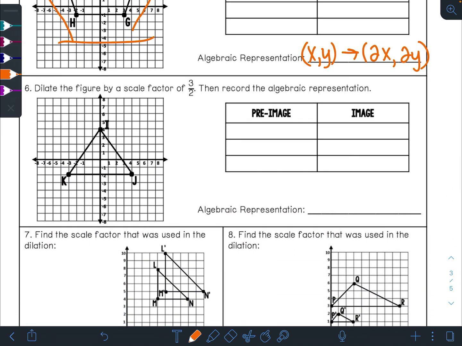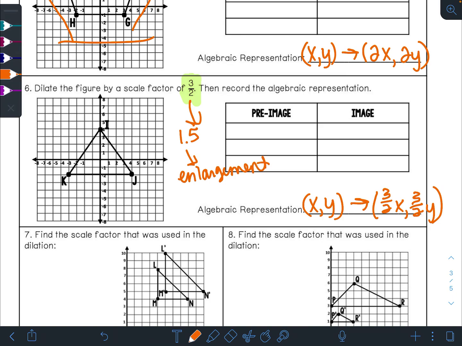Again, you don't have to write down all the ordered pairs. If it is giving you the scale factor, all you have to do is write the rule. So if I have x, y, I know I'm going to do 3 over 2 times x, and 3 over 2 times y, and that is my rule. Again, if you simplified that down, it would give you a scale factor of 1.5, which is an enlargement. Again, if you were looking at this, your original shape would be bigger. Again, not drawn to scale, just to give you a visual.